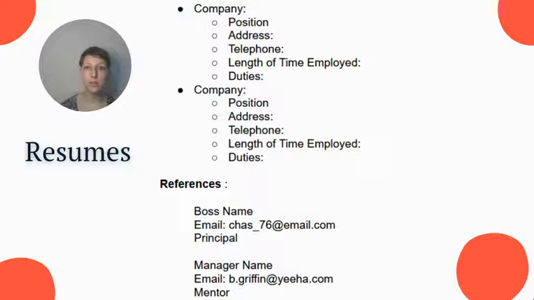Generally speaking, resumes include 3 workplaces, the last 3 places that you've worked, company name, and all of that information, and at the bottom, references. So again, you will want to include the boss's name, their email, and how you know them, what position they have at the company or the school that you work. Resumes should be 1 page in length and very clear and easy to read.